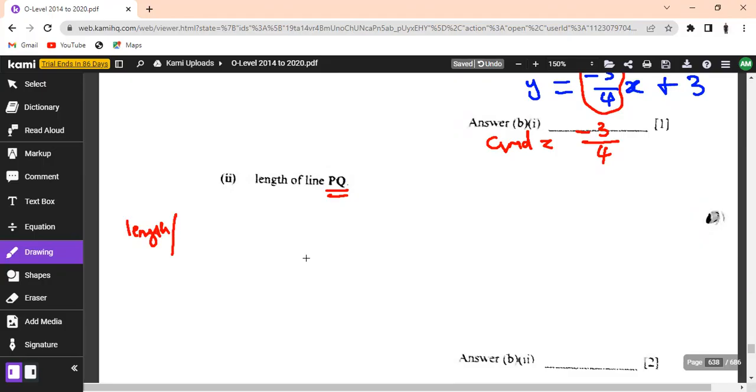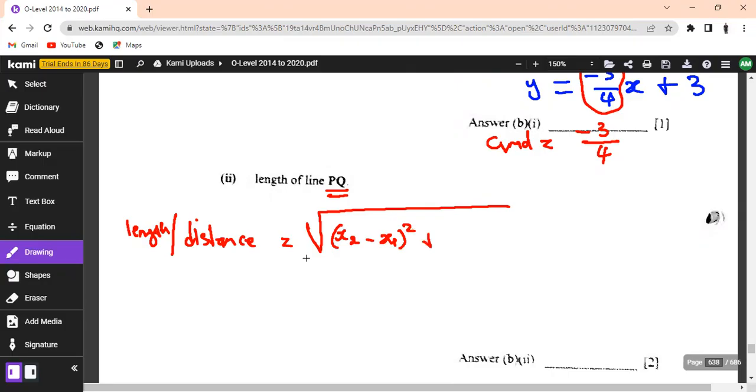Length can be distance. They can ask this as length, or they can ask this as distance. So you use the distance formula, which states that the length or the distance is equivalent to the square root of x2 minus x1 squared, plus y2 minus y1 squared. So this is the formula for length. You can use this formula for length.